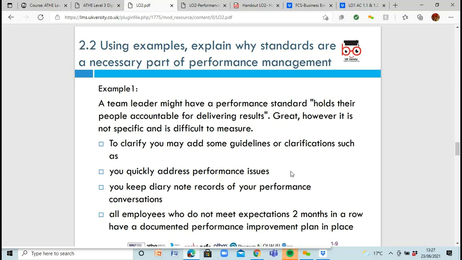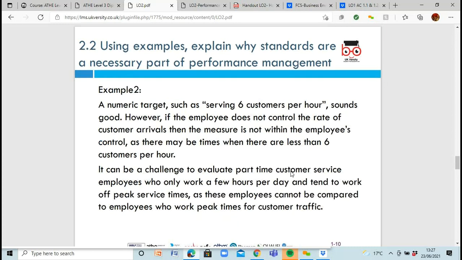So another example is a numeric target, such as achieving 6 customers per hour. It sounds really good. So you're in a shop, you're saying that, yeah, each person who's working today, you need to serve 6 customers an hour. But your employee, you don't actually control, so you're working on the shop floor. You can't control how many people come into the shop. What if there's only 3 people that come in per hour and there's 4 of you that are serving? So some of you will have had 1 person to serve, and then some of you will have had none. So you can't control how many people come into your shop per hour.